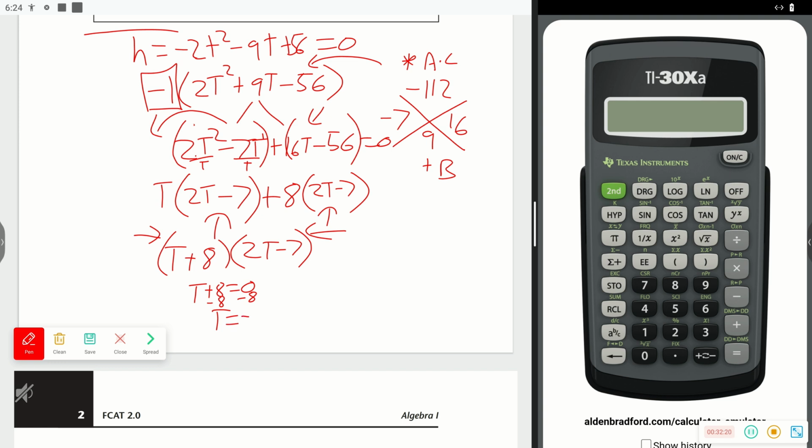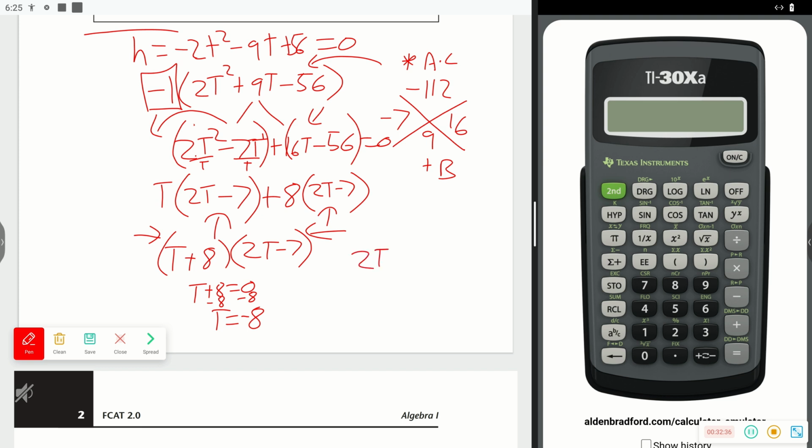So t equals -8. We don't actually want the value to equal negative, because if the object strikes the ground in negative seconds, that doesn't really make sense. It means it would strike the ground before it even lifted off. So hopefully the other one becomes positive.